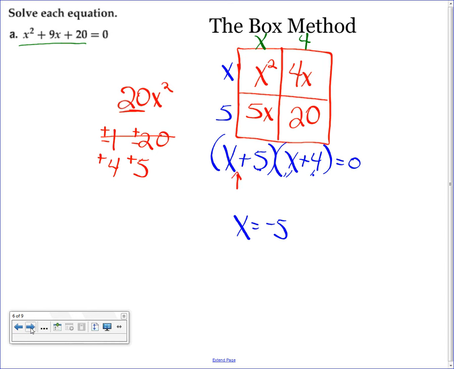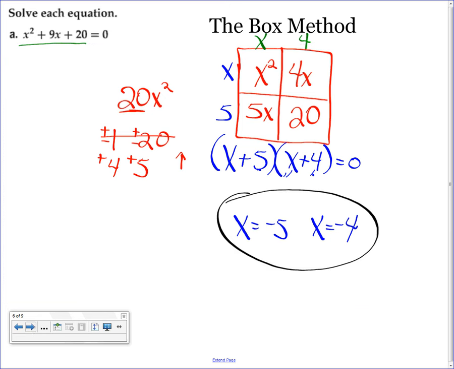On the other hand, if this one equals 0, x would have to equal negative 4. That would mean that negative 4 plus 5 is 1, negative 4 plus 4 is 0, 1 times 0 is 0. So you can see that now we have our two solutions. Okay, that's called the box method. We'll look at it one more time here from your exercise 4.